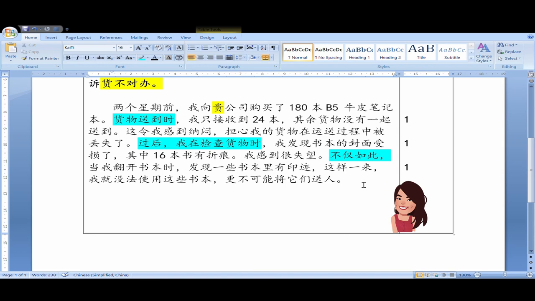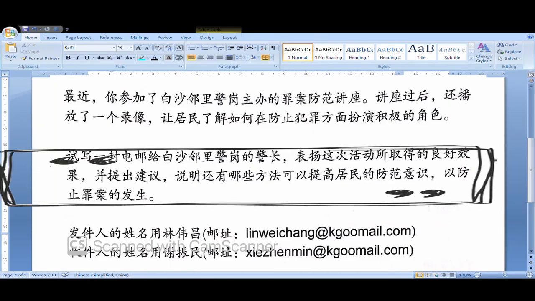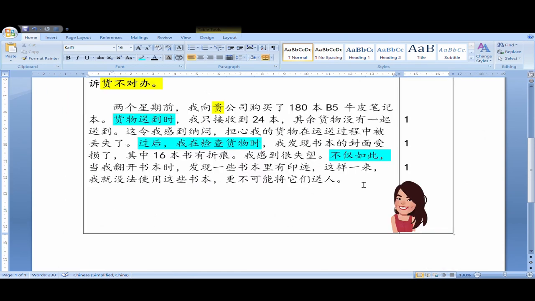Suggestions on improvement. Of course, you really cannot just look at mine and say that, okay, in every single formal email that I write in the exams, I have to give the suggestions. It may not be true. You have to look at the question criteria that's given to you. If it specifically says give suggestions, then you give suggestions. But if it talks about other things such as talk about the importance of customer service, then you talk about the importance instead of giving suggestions. You have to be very clear with the question criteria.